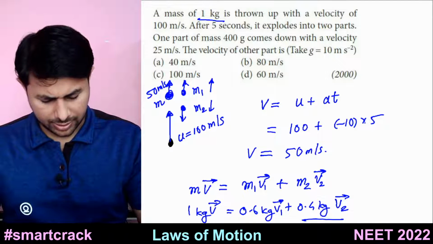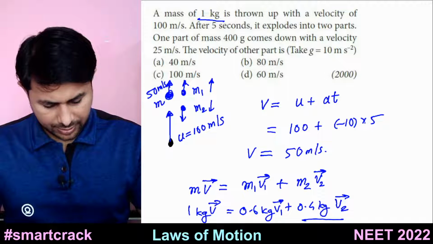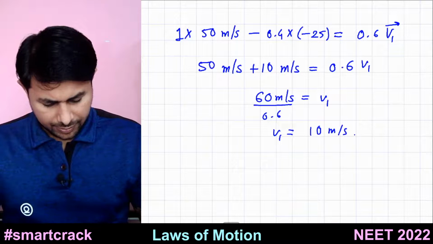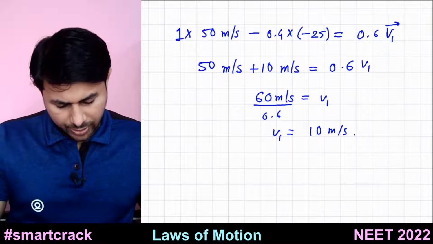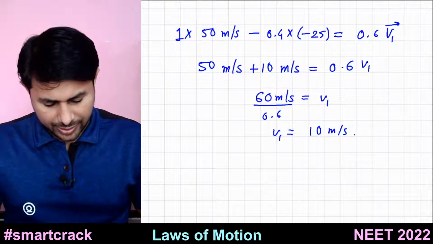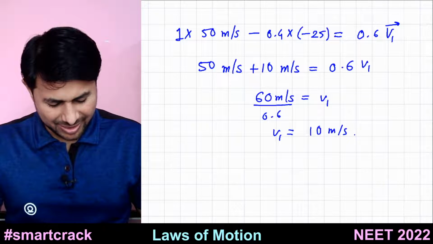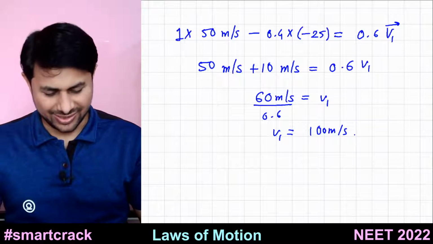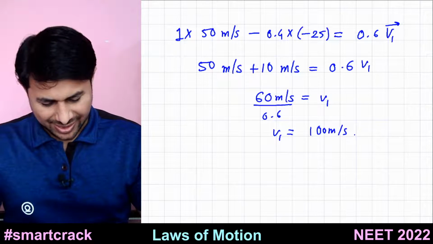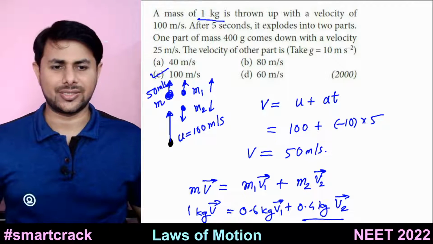Okay, so did I miss some point or something? I guess I missed a point. Oh no, it was already 60. It's not 60 upon 6. It is 60 divided by 0.6. So it is 100. Okay, my mistake. Yeah, so it is 100 meters per second is the answer.